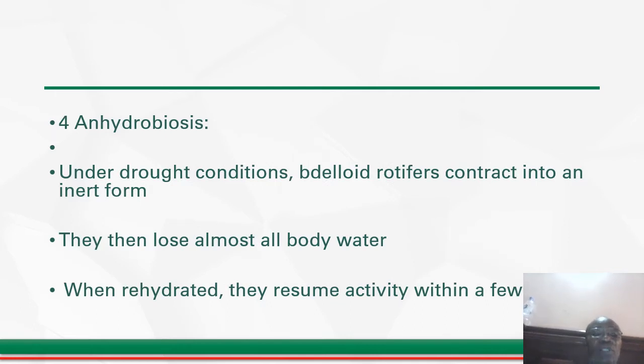Number four, they have what we call anhydrobiosis. Under drought conditions, a typical example like bladder rotifers contract into an inert form, that is, they will not be active because of the environment. They then lose almost all the body water in order to survive the unfavorable conditions. But when the conditions become favorable, that is, when they are rehydrated, they resume activities within a few minutes.